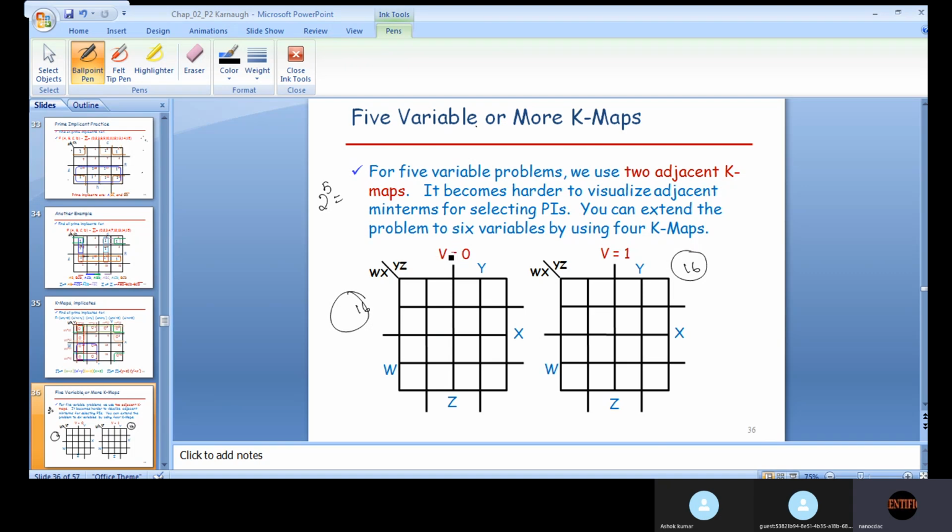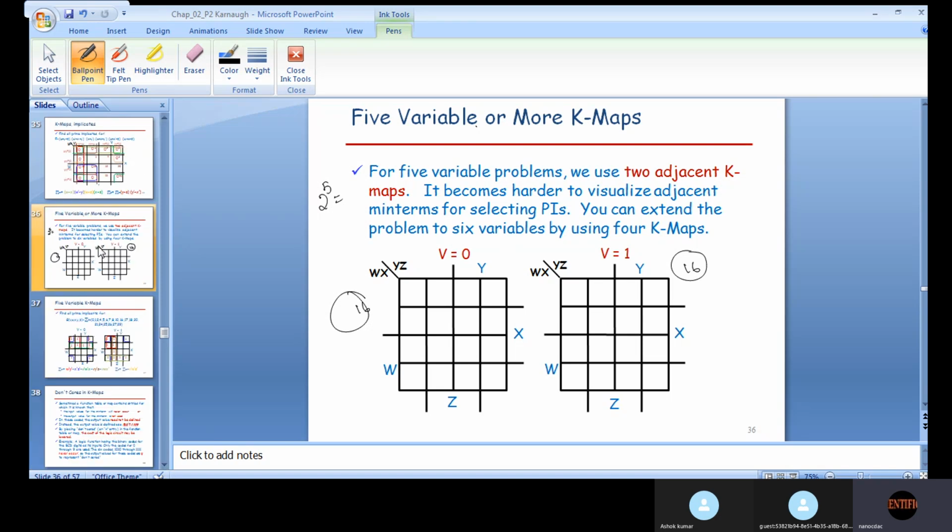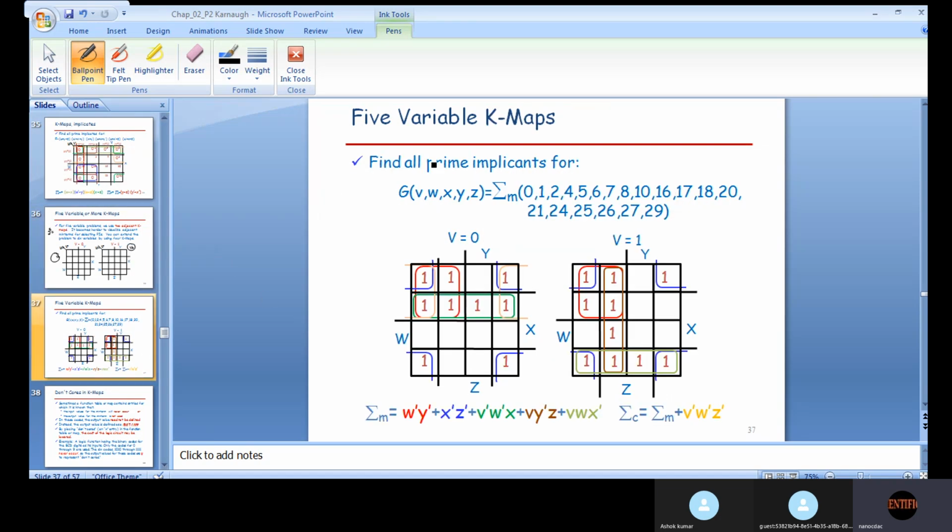Here V is equal to 0, here V is equal to 1. So two adjacent K maps we are taking. Why? Because it is a little bit harder to realize a 5 variable K map. కానీ మీరు ఏం చేస్తారు అంటే, ఇది ఒక క్యూబ్ లాగా మీరు assume చేసుకోండి. 5 వేరియబుల్ K map ని ఒక క్యూబ్ లాగా assume చేసుకోండి.